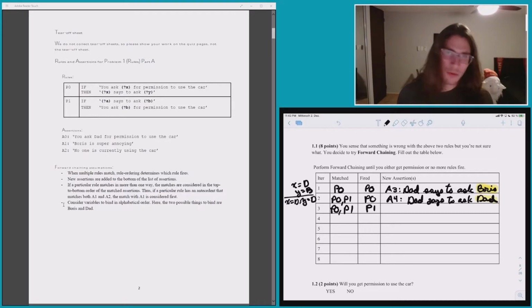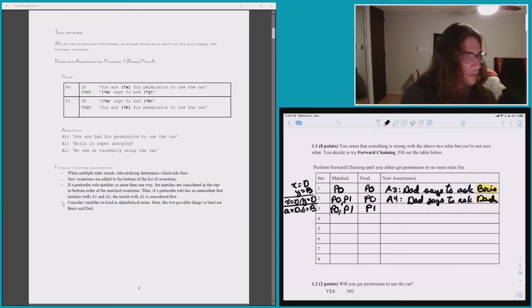And assuming it does fire, sorry, it matched, let me start by reading P1. A says to ask B, which means that it matches with assertion 3 and assertion 4. We're going in order, so assertion 3, which means the bindings this time are A equals dad, B equals Boris.